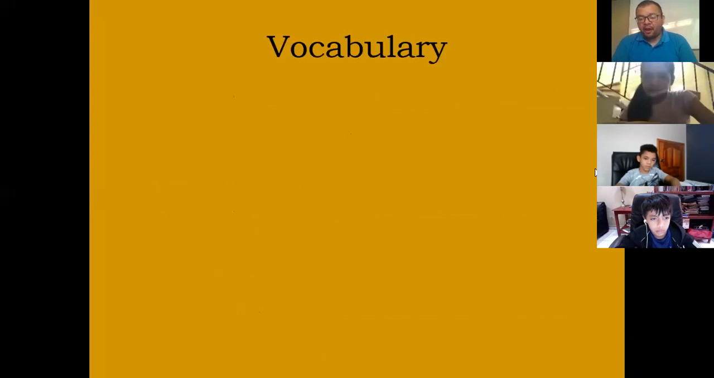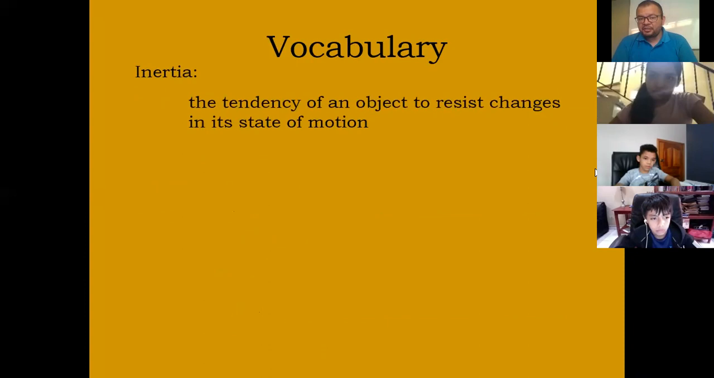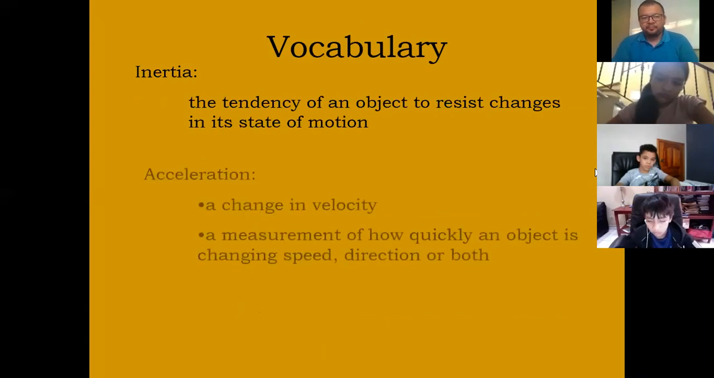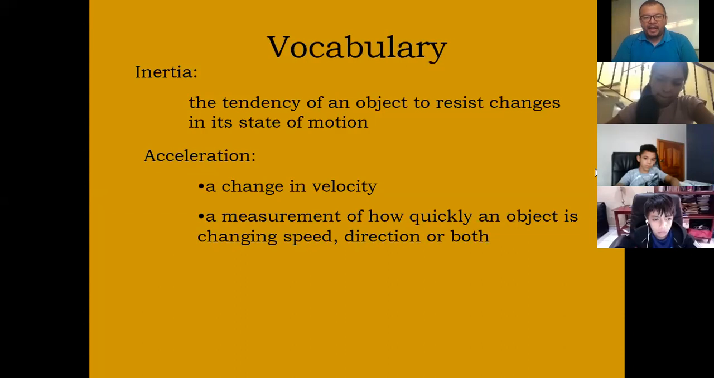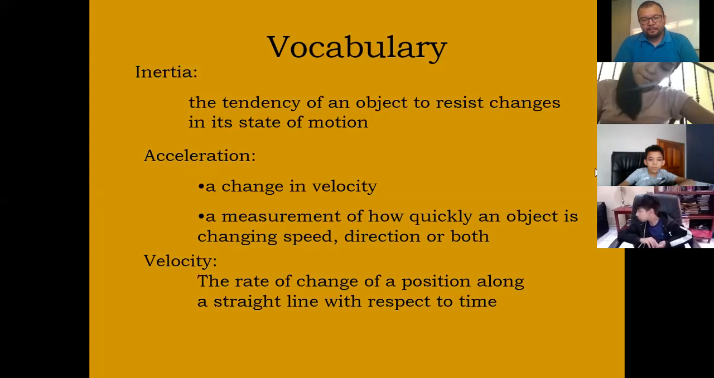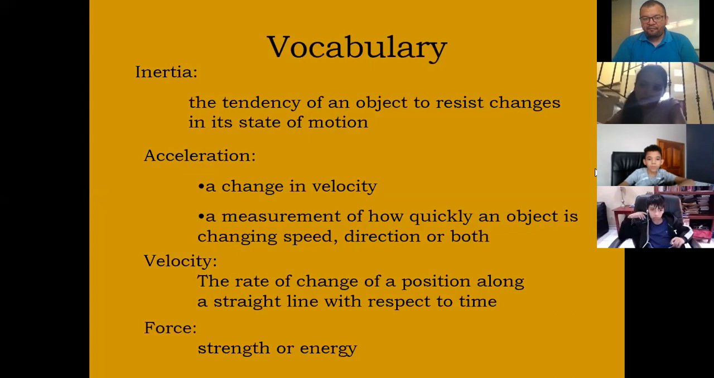And we have our vocabulary for this. Inertia. Inertia is the tendency of an object to resist changes in its state of motion. Acceleration, we have a change in velocity, a measurement of how quickly an object is changing speed, direction, or both. And we have velocity, the rate of change of a position along a straight line with respect to time. We have force, strength, or energy.